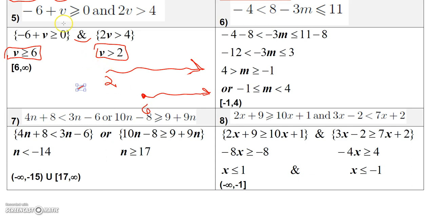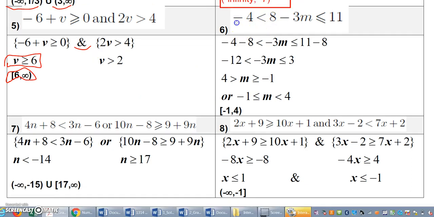Okay, but the "and" tells me I want the intersection. So look and see, where do these two sets intersect? And they actually don't intersect until you get there at 6. So they intersect from 6 to infinity. So the solution, when you put those two together as an intersection, is the set from 6 to infinity. And of course you're including the 6 with the bracket.